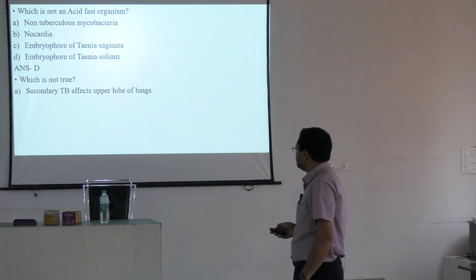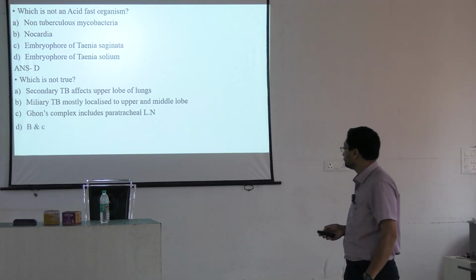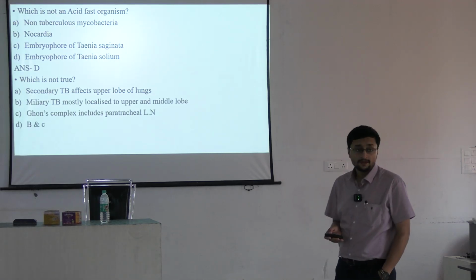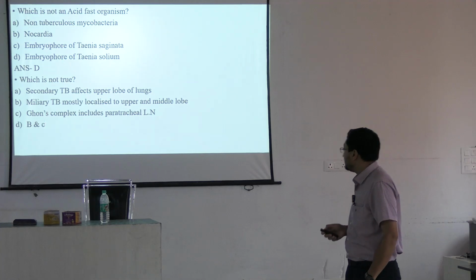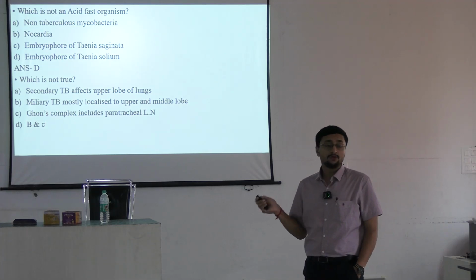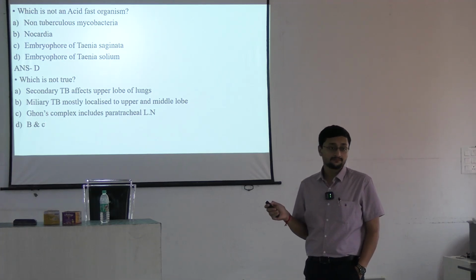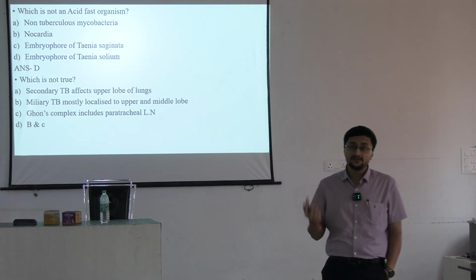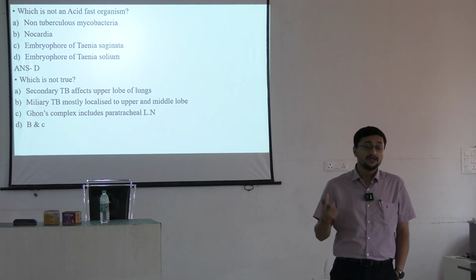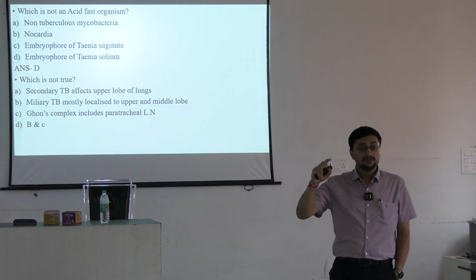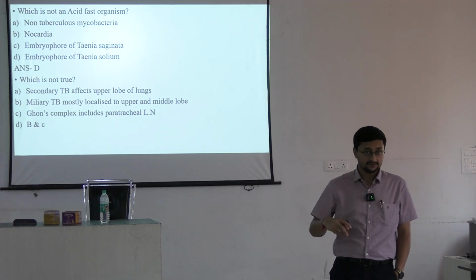So which is not true? Secondary TB affects upper lobe of lungs. This is true or not? Definitely secondary TB always affects the upper lobe of lung because this is an aerobic bacilli, and at the upper part of lung ventilation is more than the perfusion.